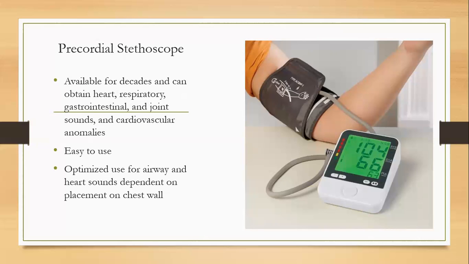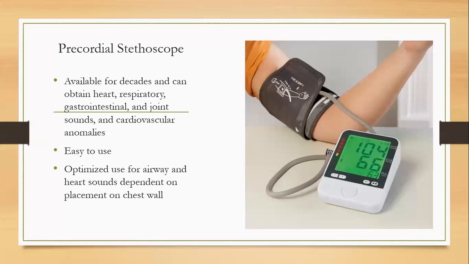And finally, we have the precordial stethoscope, not displayed in the image to the right. That is an arrow, but we're familiar with how a stethoscope looks and the accompanying bell attached, which has been available for decades in the medical sphere and is used to obtain heart, respiratory, GI, and joint sounds as well as determining cardiovascular anomalies.